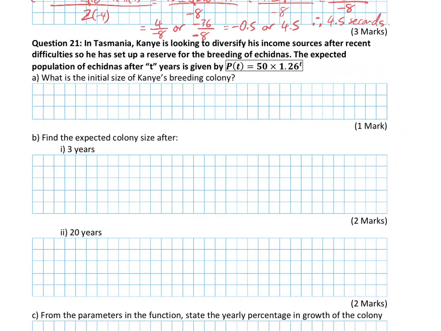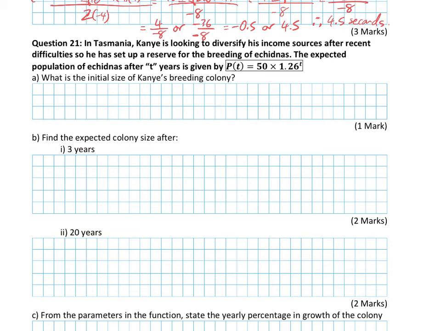In Tasmania, Kanye is looking to diversify his income sources after recent difficulties. So he set up a reserve for breeding echidnas. The expected population of echidnas after T years is given by the population in terms of T is equal to 50 times by 1.26 to the power of T. What is the initial size of Kanye's breeding colony?